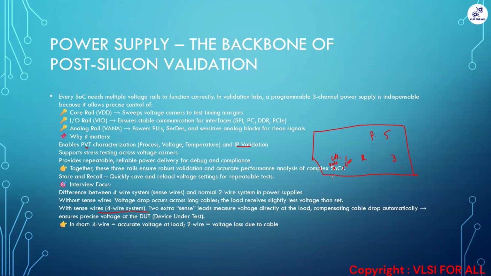This one will be red wire and this one will be black wire. It is a 2-wire connection. We will directly take these 2 wires and connect them to the validation board. Here it will be having the SOC, so directly we'll be connecting where that 0.9 is required on the board.